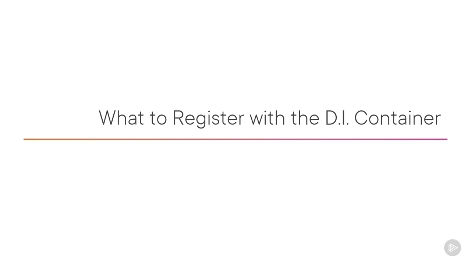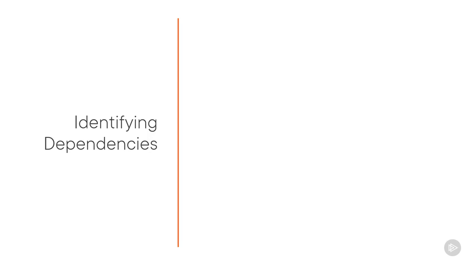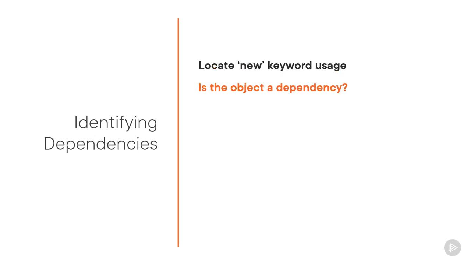Now that we've seen how to register services with the dependency injection container, let's discuss what types are suitable candidates to be registered. A good starting point is to review our code and identify where the new keyword is used. Once you find the new keyword, you must determine whether the created object is considered a dependency.